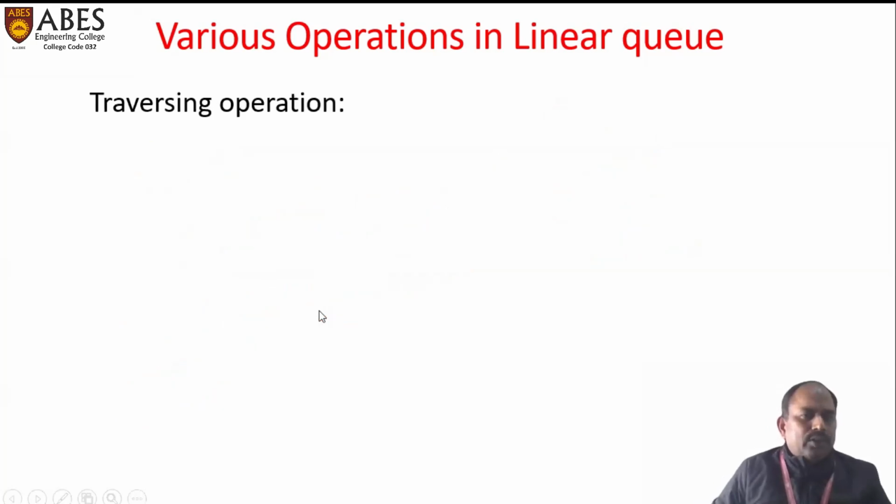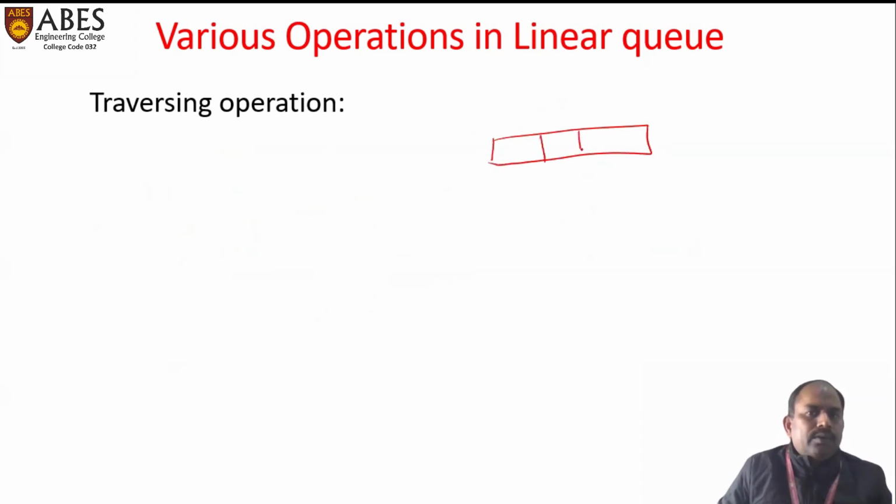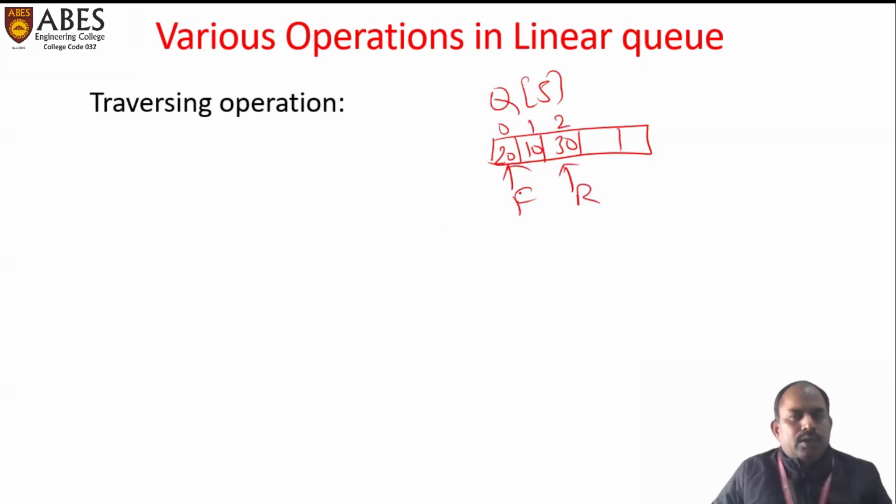Now how do we perform the traversing operation in that case? Suppose we have array Q of 5 elements. Again, there are elements like 20, 10, 30 at index 0, 1, 2. So the value of front is at 0 and the value of rear is at 2. In this case, if we want to print the elements from index 0 to the rear, we have to perform the traversing operation. So let's see how we write an algorithm for the traversing operation.